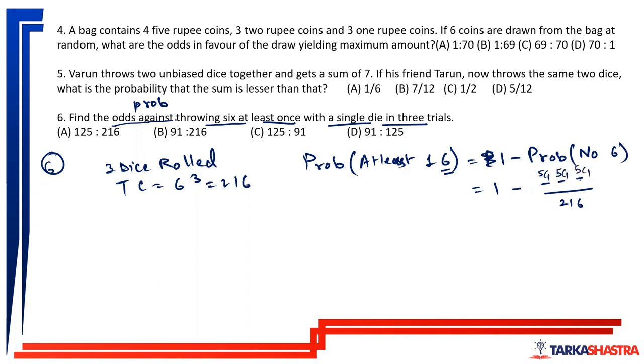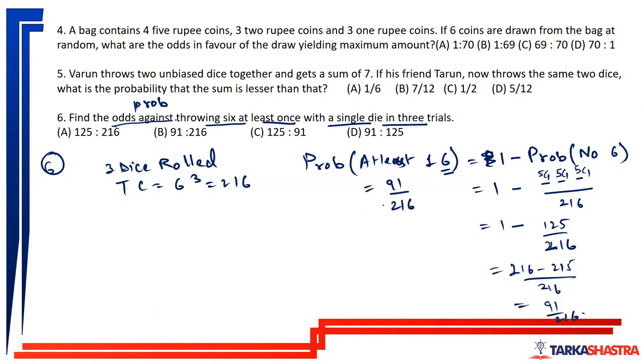Third, any one among 1, 2, 3, 4, 5 will work. So 1 minus 5 into 5 into 5, that is 125 upon 216. There will be 125 cases when there is no 6 on the die. So that is 216 minus 125 upon 216, which is 91 upon 216.